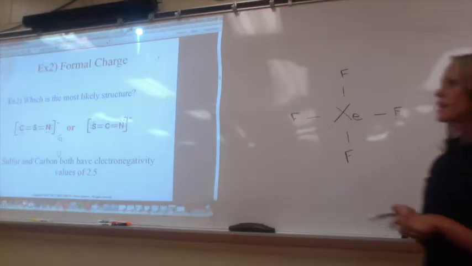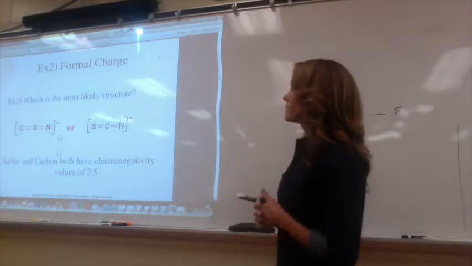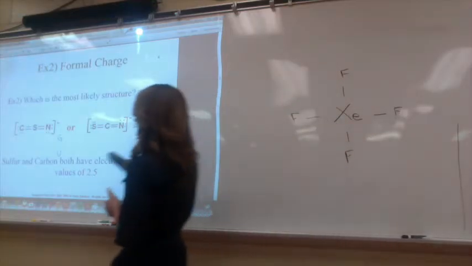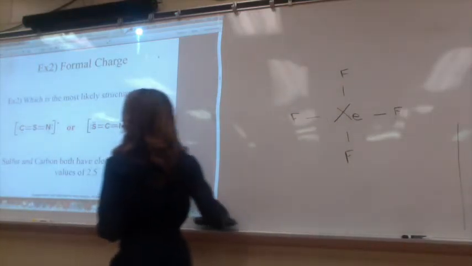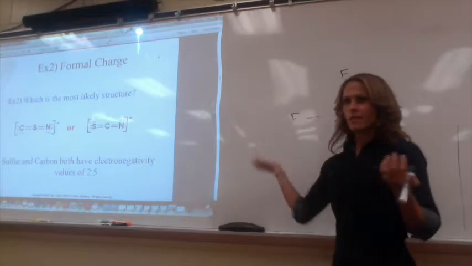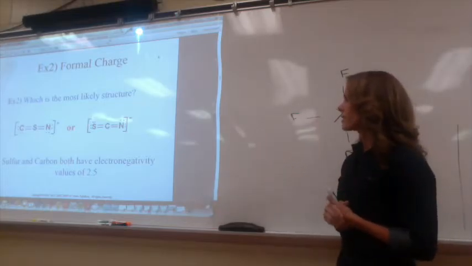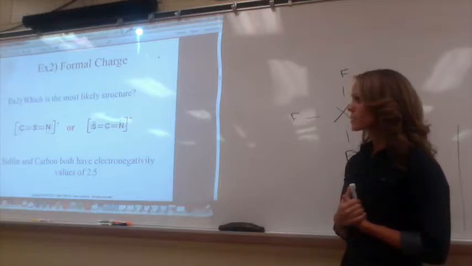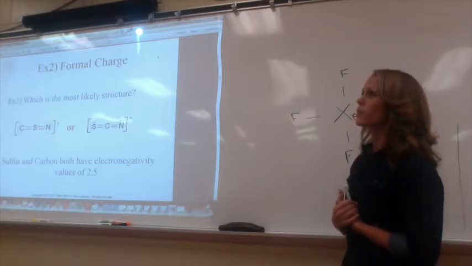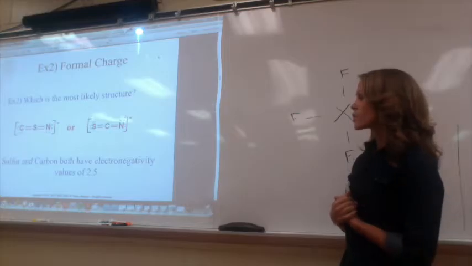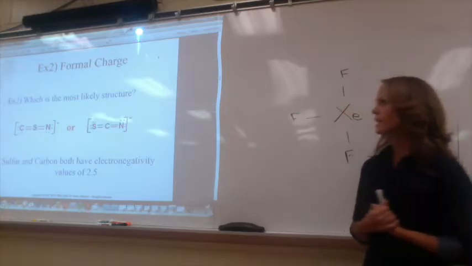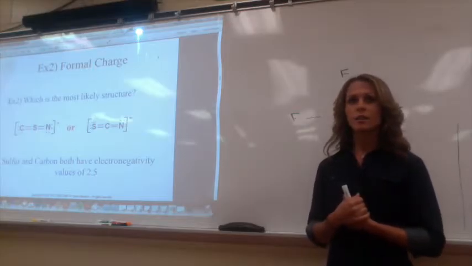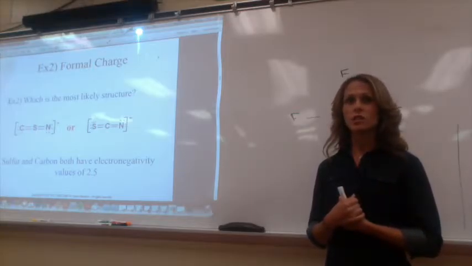So we have this structure, CSN. This one's tricky. I think I gave this to some of you when you had me last year. And it's possible that you could put this in either way. So now we're going to check formal charge. Sulfur and carbon both have electronegativity values of 2.5, so you have to pick which one is most likely. By default, which one do you think is most likely, without even doing formal charge?